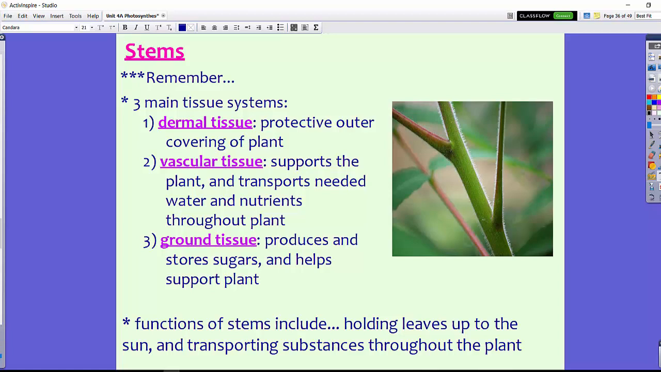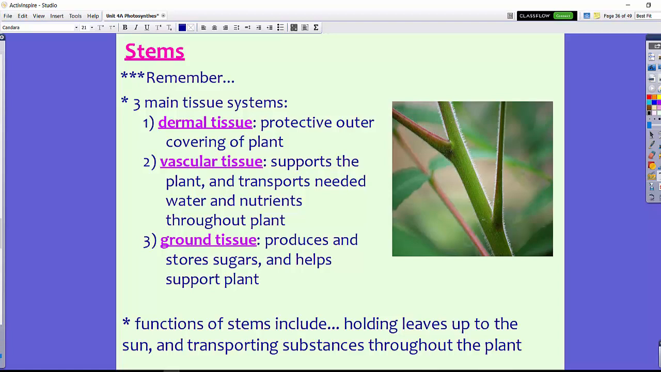Now, previously, we talked a little bit about the three main tissue systems that are found in plants. So let's take a review real quick. The three main tissue systems are dermal tissue, vascular tissue, and ground tissue. So dermal tissue is the protective outer covering of plants. Now, when you take a leaf, for example, it has a protective outer covering, and that is the dermal tissue. Dermal tissue can also be found inside the plants as well, protecting other parts of the plant.